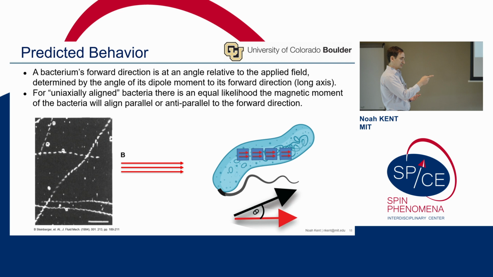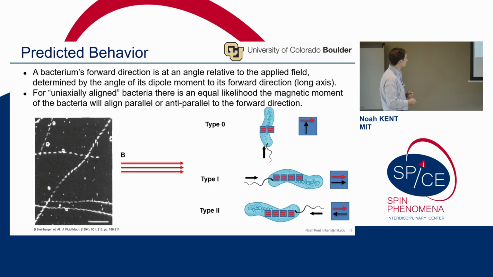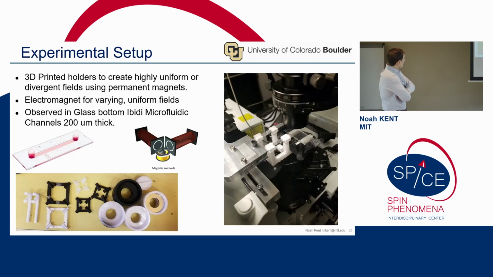Great. So the other thing is that for uniaxial aligned bacteria, there's a degeneracy between whether the dipole chain is pointed towards the forward direction of the bacteria or the backward direction of the bacteria. So we would expect in a uniform field the bacteria would be equally likely to go in either direction. And that's a figure for what I just said. I didn't click ahead in time, but yeah. So I'm going to be talking about type 1 and type 2, where my dipole magnetic moment is aligned or anti-aligned with its forward direction. And then type 0 bacteria, where they're not aligned and they can go off in a weird direction. So we're not going to be talking about type 0 bacteria.